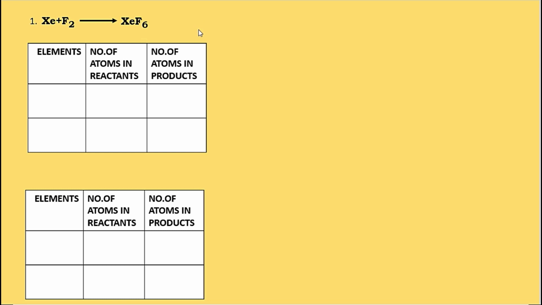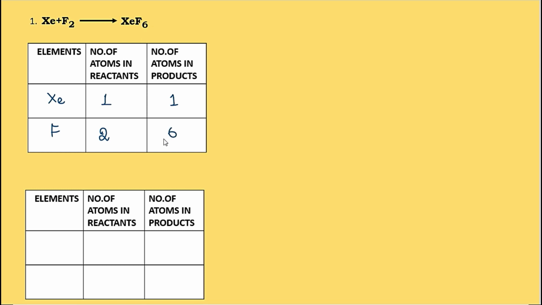So the first and foremost step, you have to write down the number of atoms in reactants and products for each element. So what are the elements available here? Xe and F. Okay, so let's write down the number of atoms in reactants. So Xe has only one atom and F2 has two atoms. F has two atoms. Now come to the product side. Xe has one atom and F has 6 atoms.